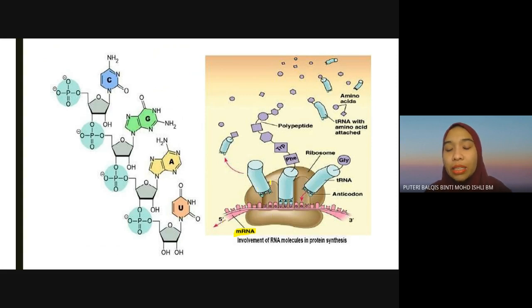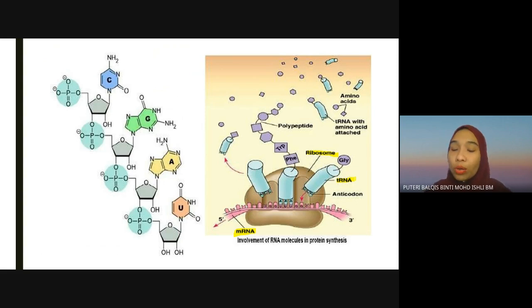rRNA yang macam ribosome ni. Okay, ribosome. Which one is tRNA? Ni. Okay, macam blok-blok ni. Blok-blok lagi. That is tRNA. Transfer RNA. It will transfer amino acid. Okay, ni adalah ribosome rRNA and this is tRNA. Okay, so we're going to see this diagram again in topic 6.